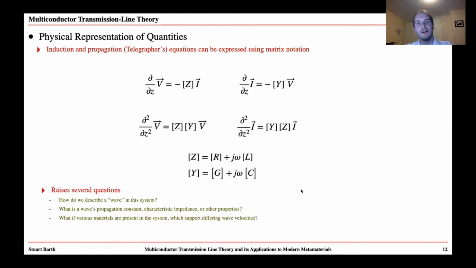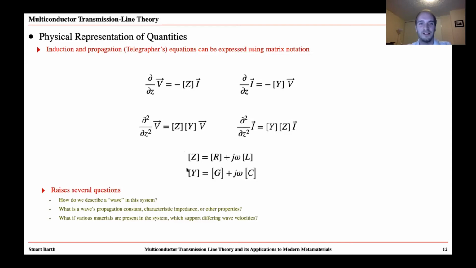And we know that physically we can express the equations for these multi-conductor transmission lines in a nice compact form using matrix notation. And of course, I've shown these here. We have on the top the equations for induction, relating voltages and currents on the multi-conductor transmission line sections, and the wave equations written in terms of the per unit length impedance, the Z matrix, and the per unit length admittance, the Y matrix.